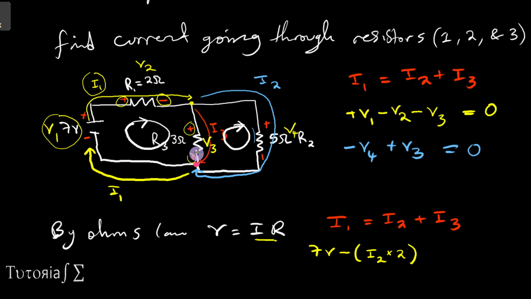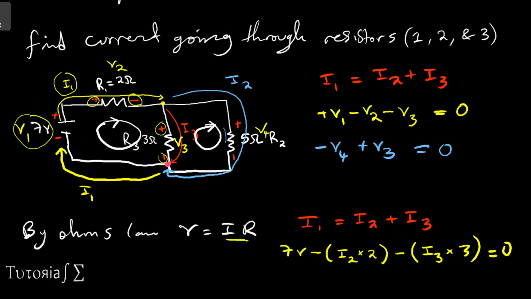Then for voltage 3, which is this one here, the current that will be going there is I3. So I3 is going through voltage 3. There is a negative here again, so it will be negative I3, which is current, times the resistance. The resistance here is 3, so it will be times 3. And we are done with this one. This is equal to 0.